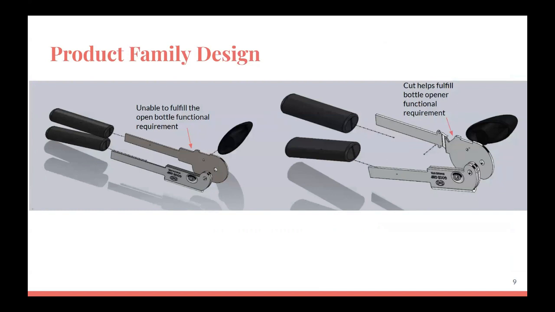This is an exploded CAD view of the can opener redesign. The design of the exploded view on the left only fulfills the primary customer's needs, which is the can opener function, while the design on the right fulfills both primary and secondary customers' needs, the can opener and bottle opener.